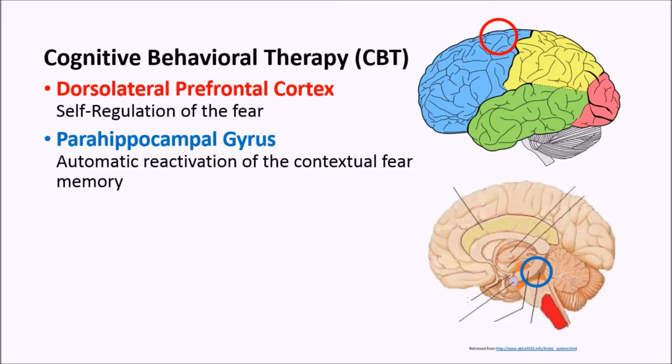According to Paquet, it was observed that CBT has the effect on the dorsolateral prefrontal cortex and the parahippocampal gyrus of the brain of patients with spider phobia. The dorsolateral prefrontal cortex controls the self-regulation of the fear, and the parahippocampal gyrus is related with an automatic reactivation of the contextual fear memory. CBT represents the significant activation of both parts, so we can ease stresses by CBT.